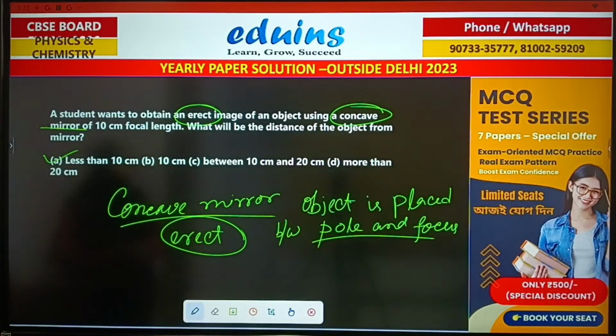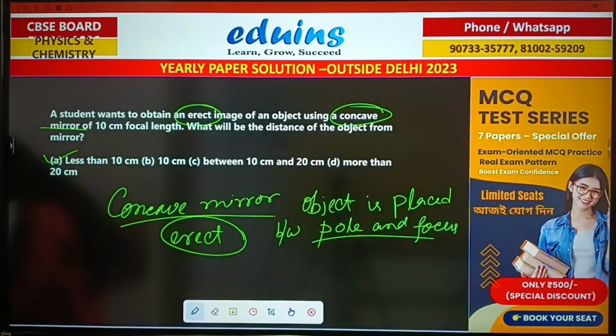On the other hand, if we put it between 10 and 20, or more than 20 centimeter, or at the 10 centimeter, we don't get the erect image. So the right answer is less than 10 centimeter.